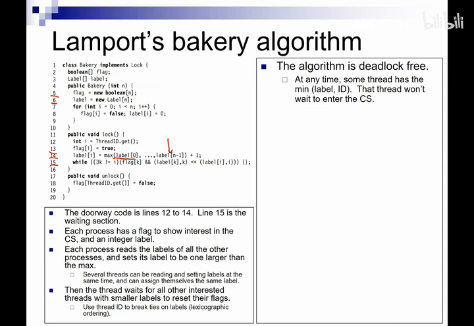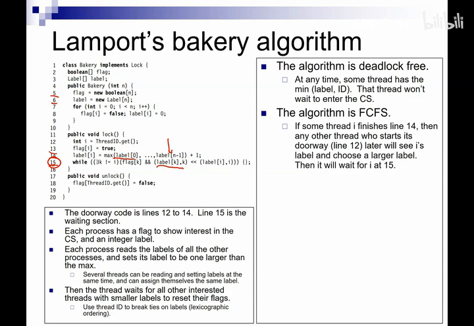If there's a minimum label, then when the process with the minimum label does line 15, he's not going to see anybody else with a smaller label, because he has the minimum. Therefore, the process with the minimum label definitely will not wait at line 15. So at least that process can get into the critical section.